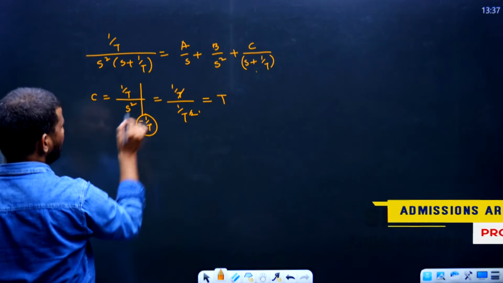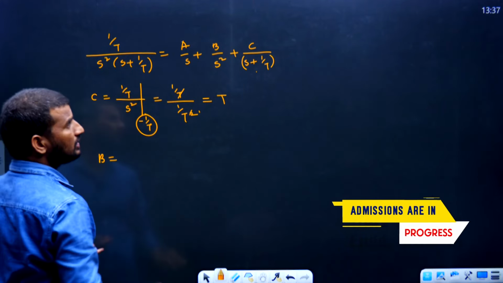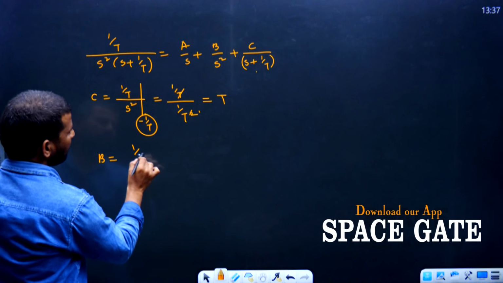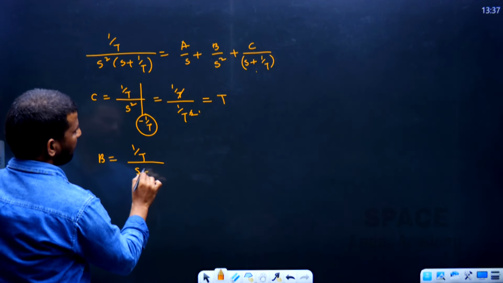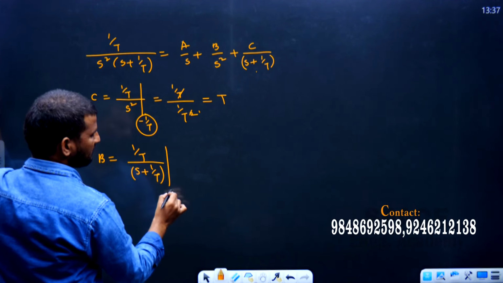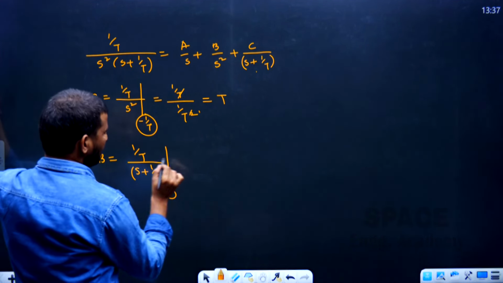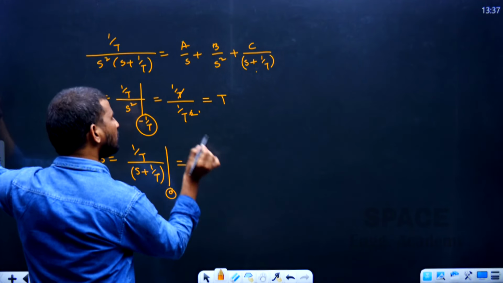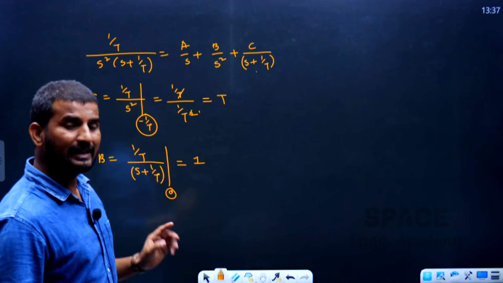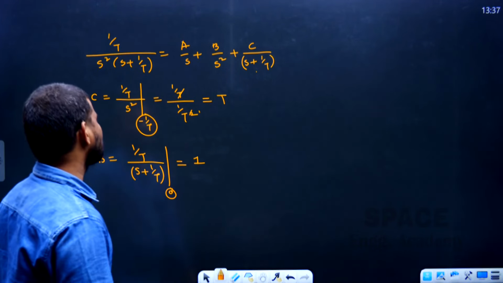Then let us calculate B. B also we calculate in the same fashion. For B, we multiply S square on the left hand side. If multiplied, the remaining will be 1 by T divided by S plus 1 by T, at the substitution of S value as 0. If I substitute 0 here, my B value is going to be plus 1. Since 1 by T and 1 by T cancel, we get 1.